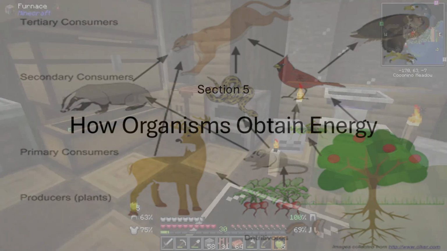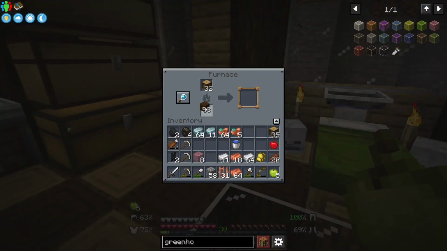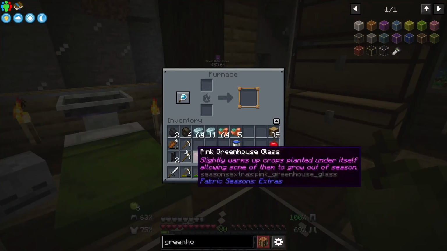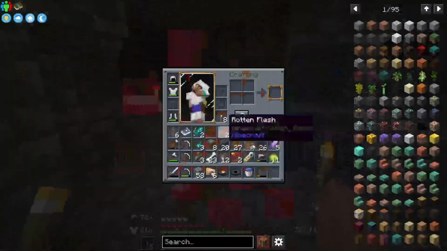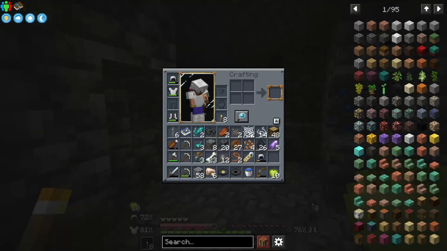All cells require energy. There are two different ways to get food. An organism can produce their own food, also known as an autotroph, or an organism can consume for their food, known as a heterotroph.